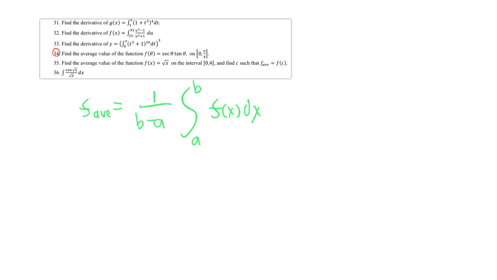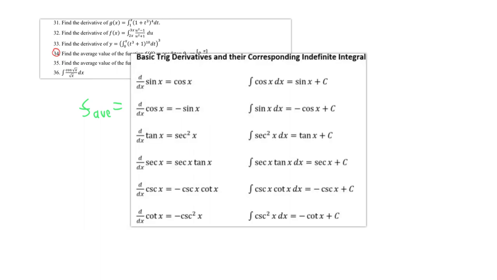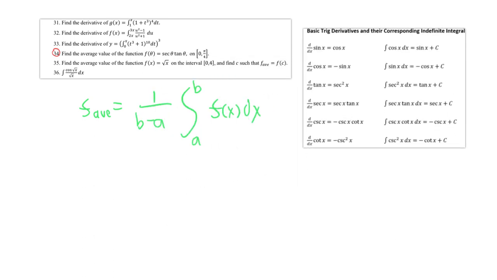I'm seeing the necessity of bringing out the handy-dandy reference guide for the trig integrals. And here it is. Okay, so here is the reference guide for trig integrals, and I could already tell we're going to be using this one. It's actually going to be nice. It's going to be pretty easy. So I say we do it. Let's do it. We're going to have 1 over b minus a. Well, b is pi over 4 and a is 0, so that's going to be pi over 4 minus 0, aka pi over 4.